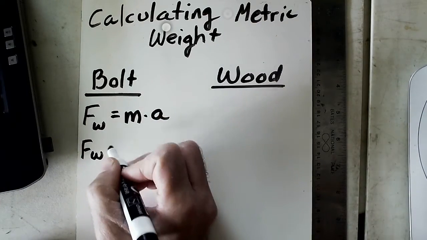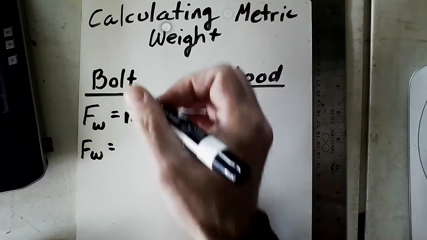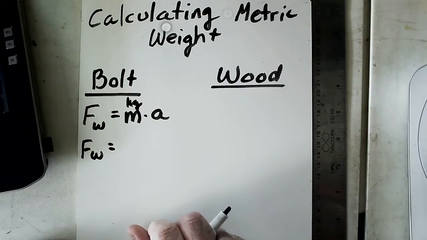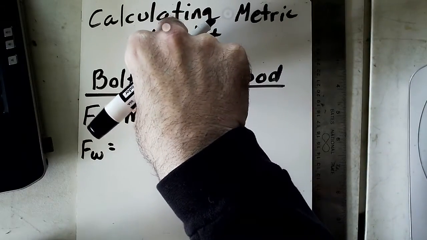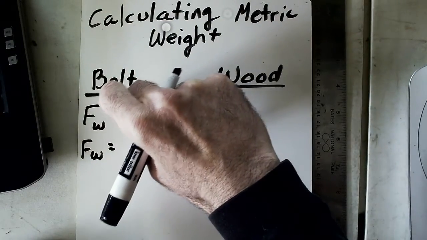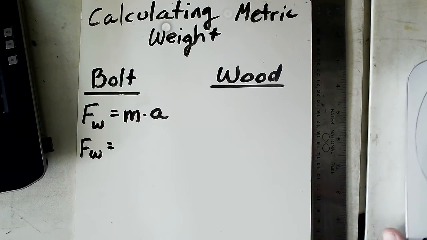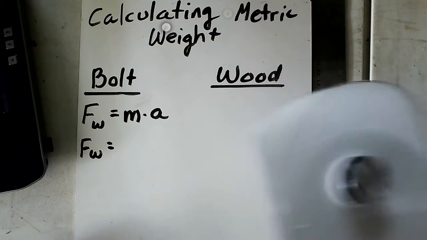Okay, so the force, the weight, now this is the tricky part. Mass has to be measured in kilograms in this equation. Okay, so why is that tricky? Well, because a triple beam balance is always measured in grams. So we're going to have to do some conversions.